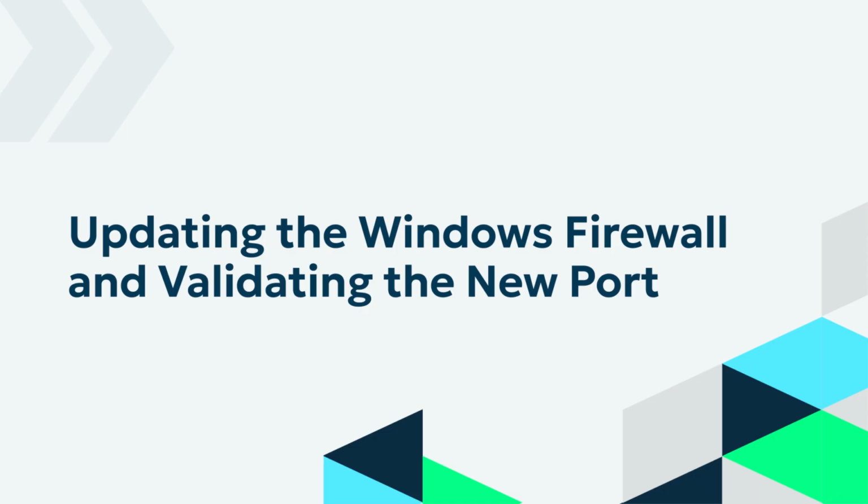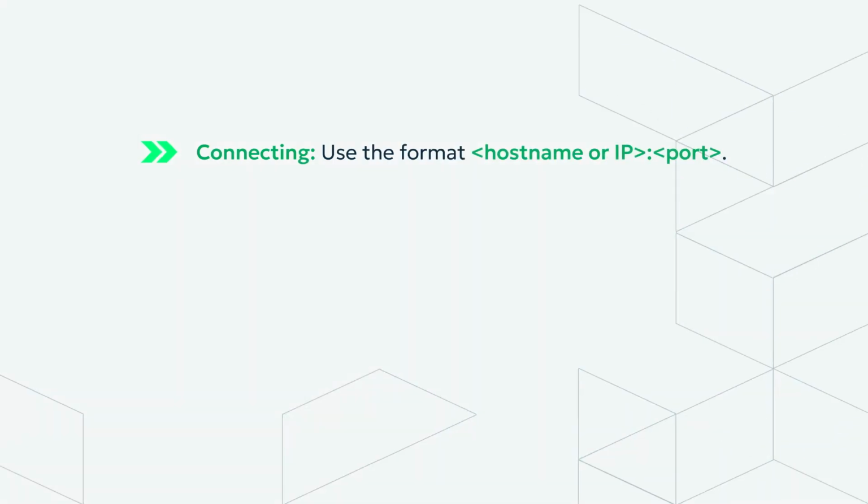Updating the Windows Firewall and validating the new port. After changing the port, you must update the Windows Firewall settings to permit connections on the new port. To configure the firewall and validate the port. Connecting. Use the format in your RDP client.